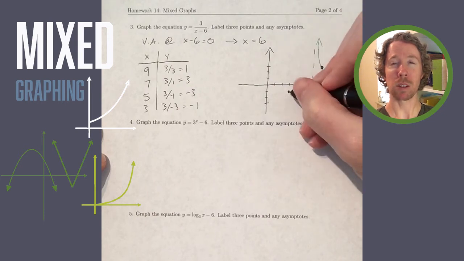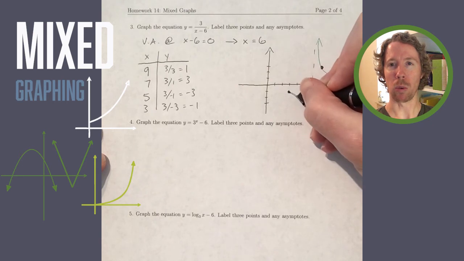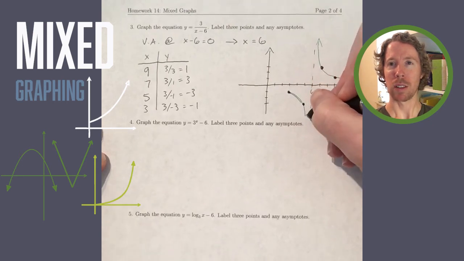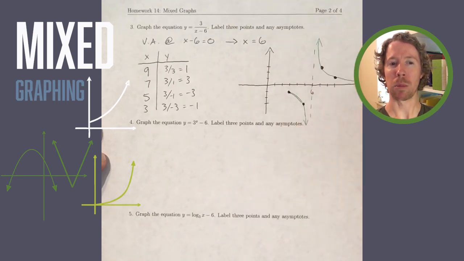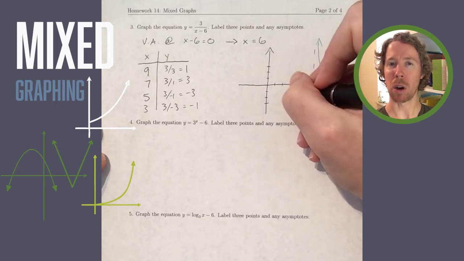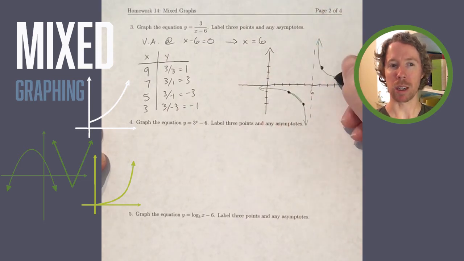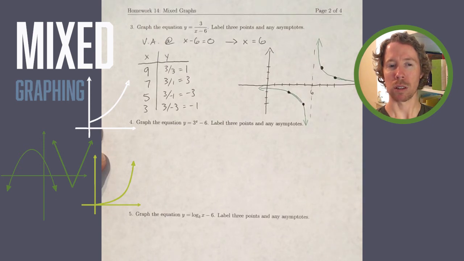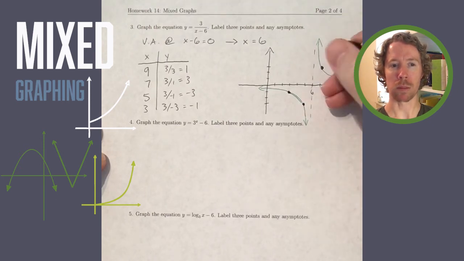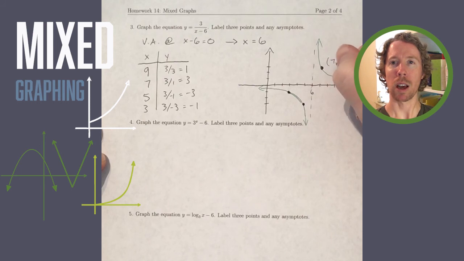If I plugged in x equals 1 million, then y would be 3 over 1 million minus 6. That's a really tiny number. And as x gets bigger and bigger, y just continues to get smaller and smaller. But it will never hit 0 because the numerator is always 3. So that's why we're getting a horizontal asymptote at y equals 0.